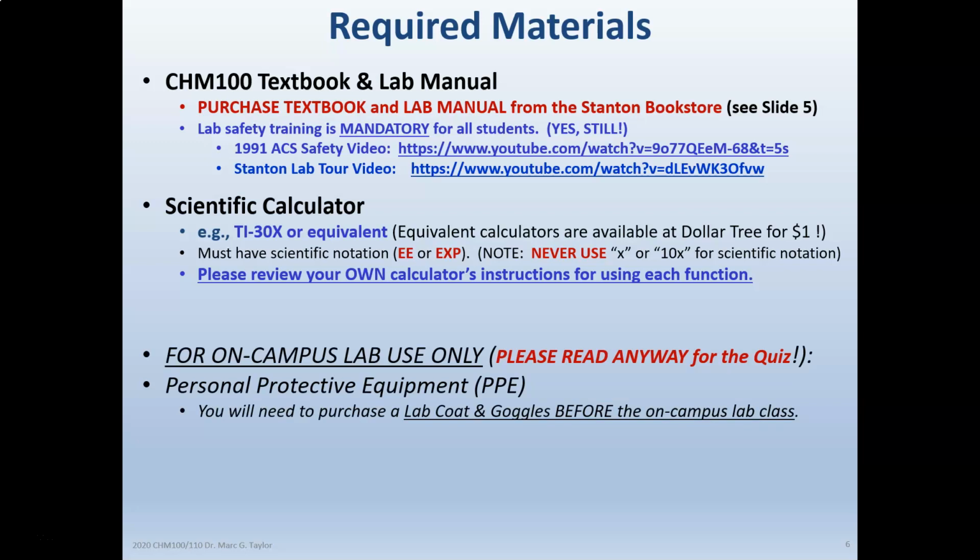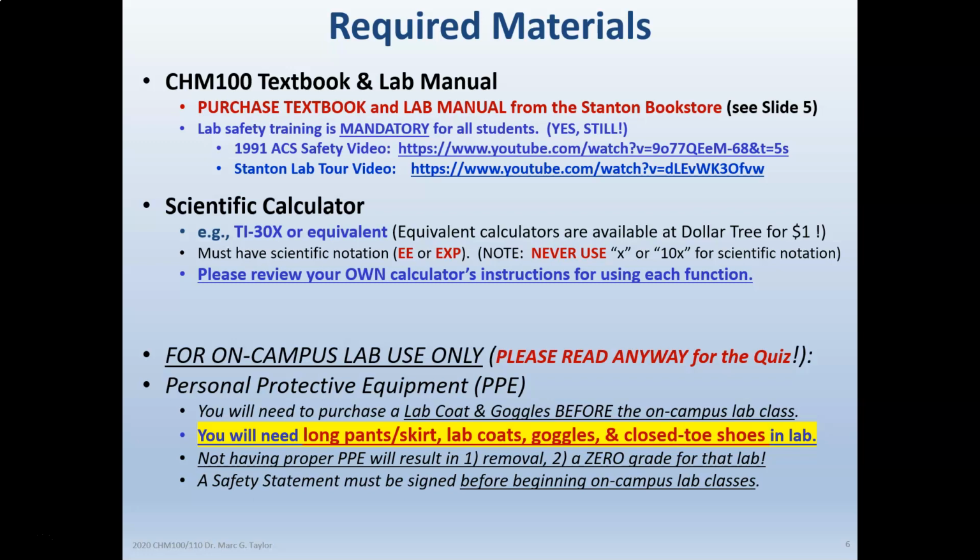If we were on campus, you would need what we call personal protective equipment, PPE. You may have heard this in the news recently. And that would require you to purchase a lab coat and goggles. These are safety-rated goggles that the school has at the bookstore before entering the lab. Now, since we're not in the lab physically, you don't need to buy those just yet, but you do need to know what is appropriate garb of clothing in the lab, especially for the safety quiz.